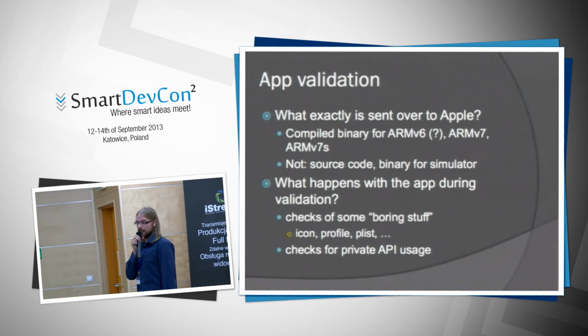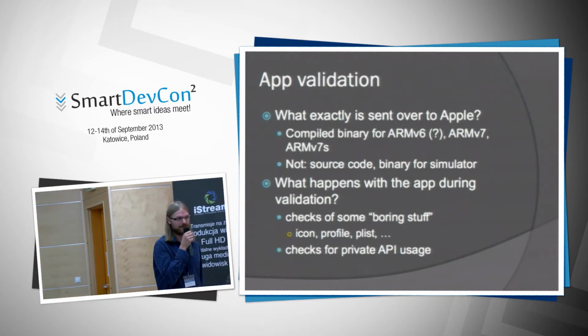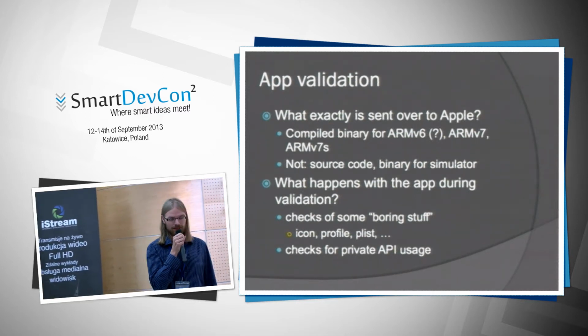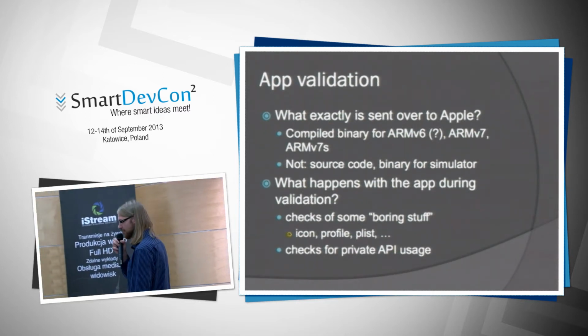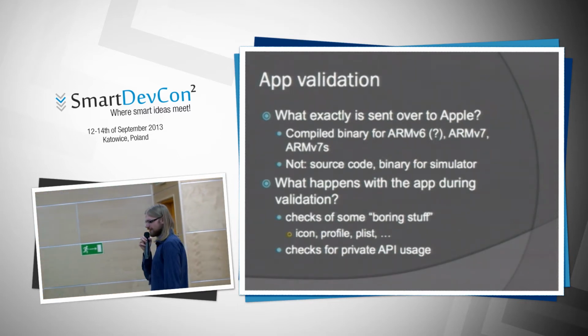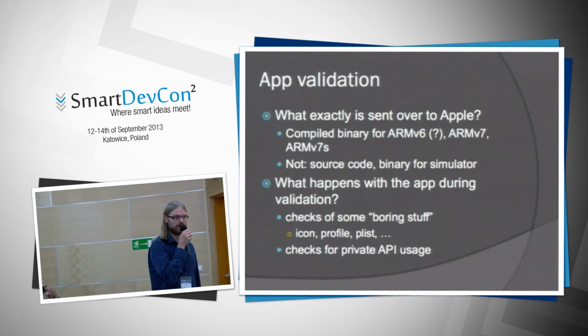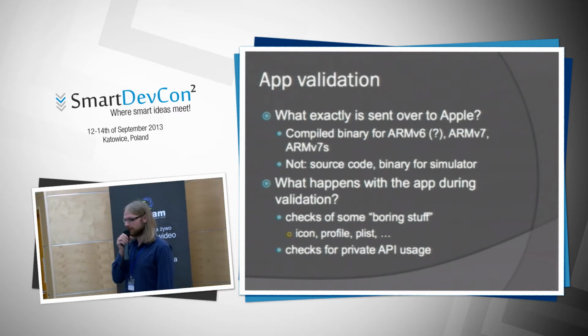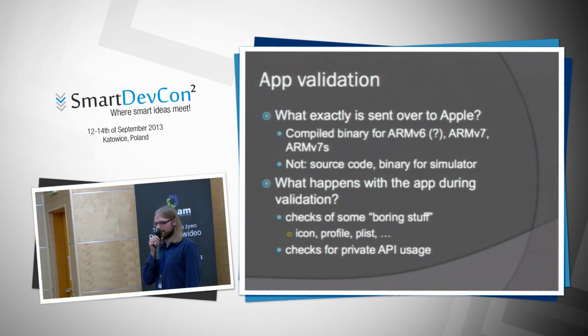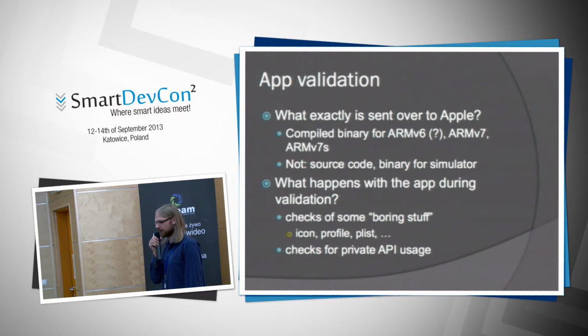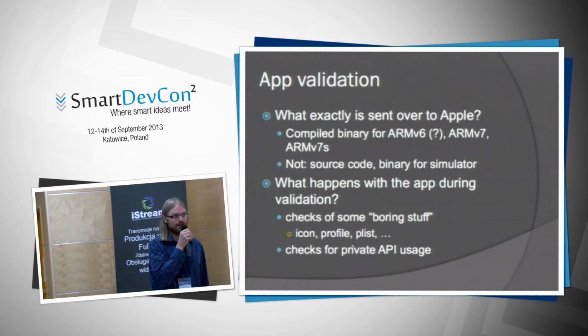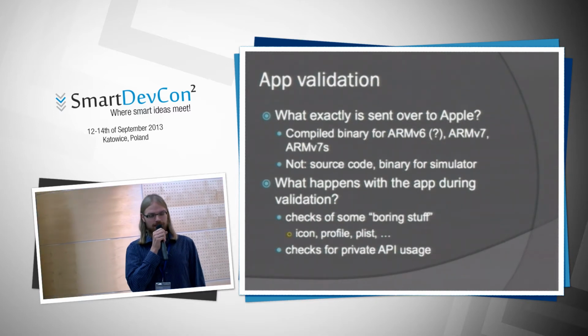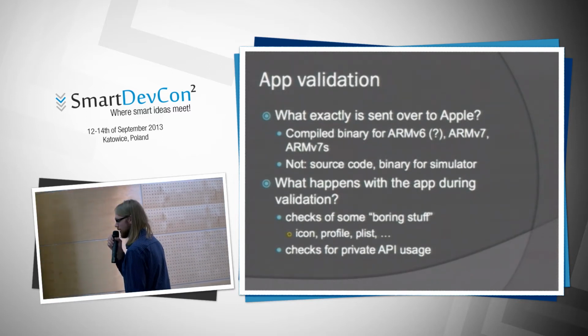The check for private API sounds cool. How do they do this? It's simple. They fake it. They just take your application and run it through some automated tool, which will look at the import sections of the binary and at the selector table, and find all the names of the selectors that you use in your application. If they find some name that uses a private API, they will reject your application from validation.